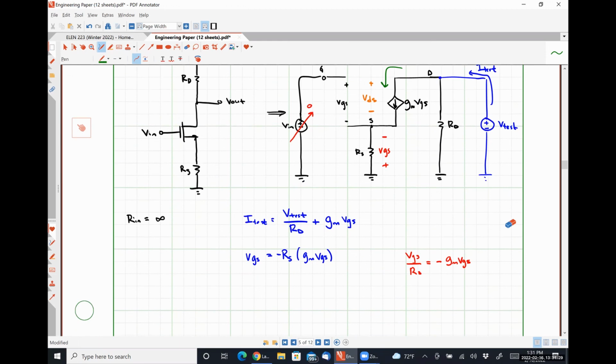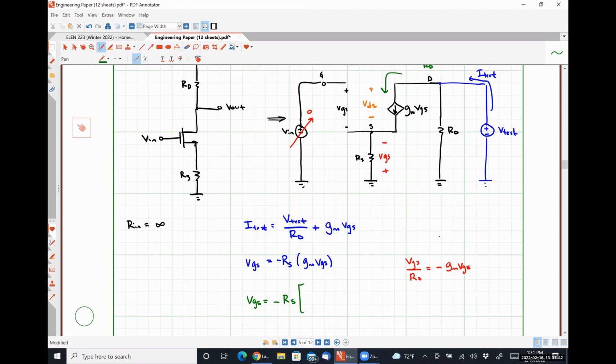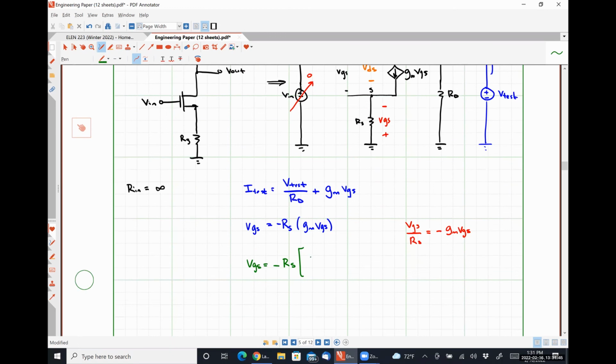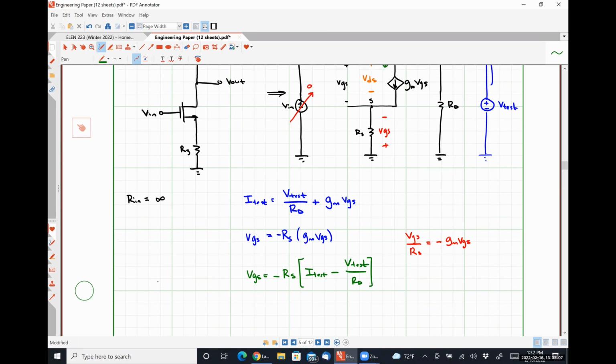From this, we could say that VGS, my thing will write, is equal to negative RS times I test minus V test over RD. Does that sound reasonable? Anybody see anything particularly wrong with that?